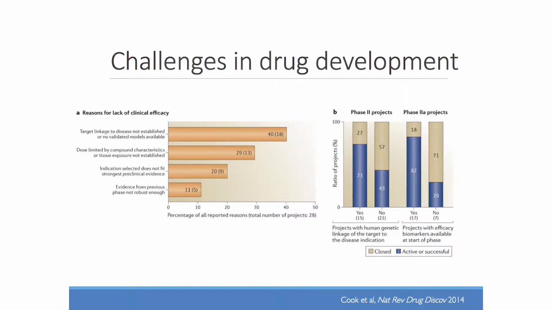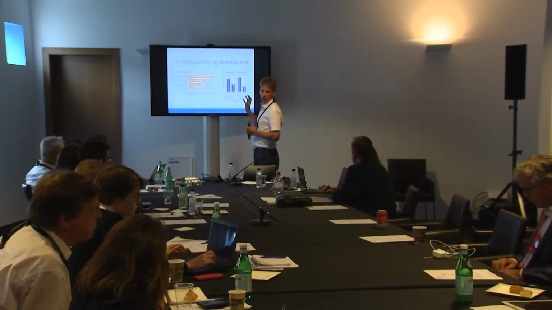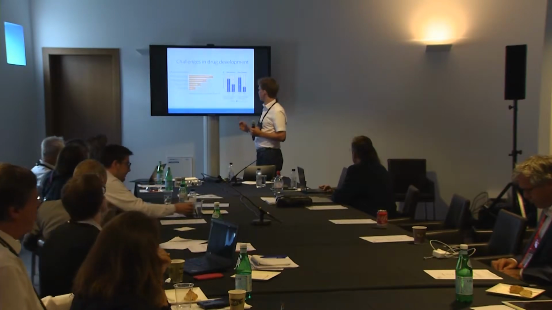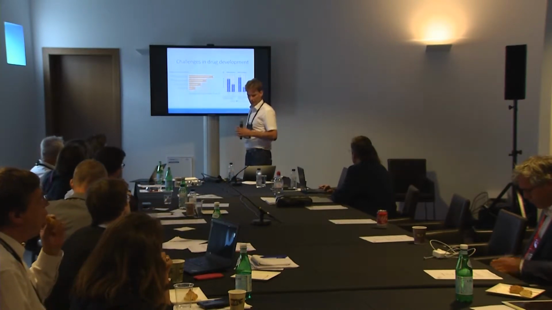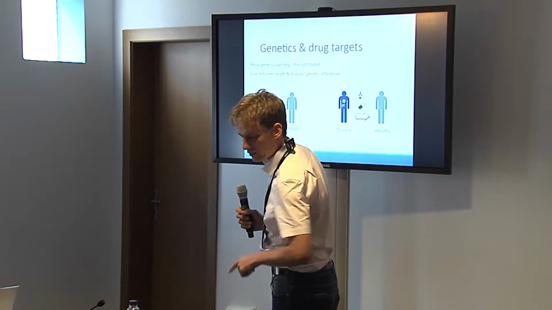So what's the problem of this lack of clinical efficacy? There's a couple of reasons, but the major one is actually that there are missing target linkages to the disease. And if you look at the efficacy again, in phase 2 projects, which ones were the most successful? Those that had a genetic linkage between the target and the disease. I'm going really quickly now.